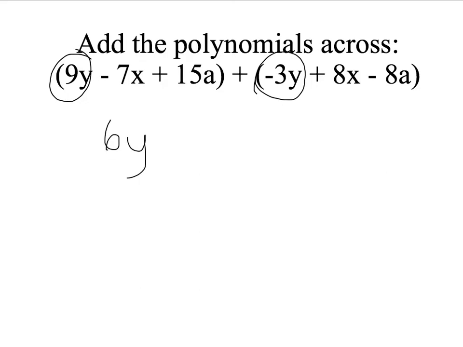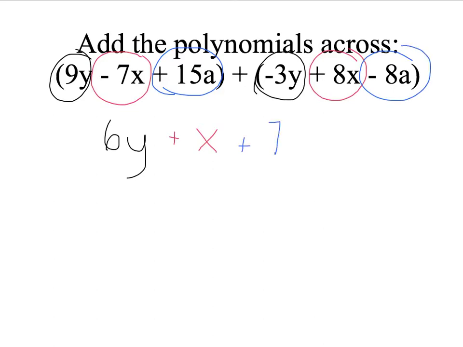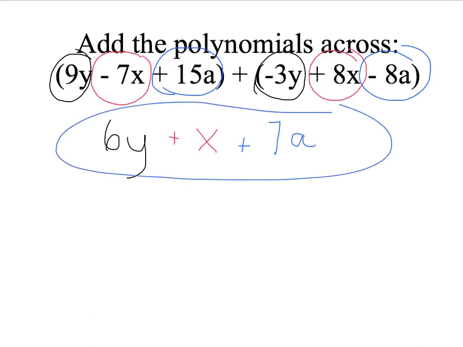And here I have negative 7x, and I'm going to add that to 8x because they both have an x, so negative 7 plus 8 is 1x. And then the last term, I have 15a plus negative 8a, so I have now 7a. Okay, so now I've grouped all the ones that are the same, and here is my final answer.